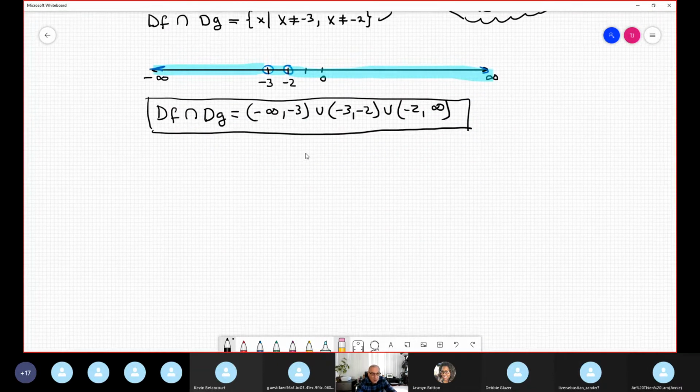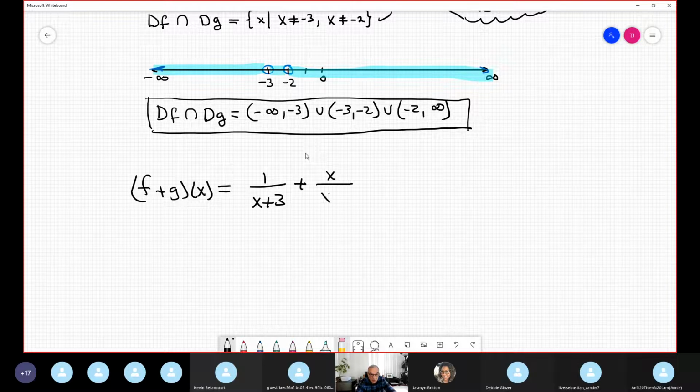What we're doing is f plus g of x, which is 1 over x plus 3 plus x over x plus 2. You can leave it at that. You can. Why not? Another teacher may say no. I prefer to do some algebra here, condensing this and this into only one fraction. You find the least common denominator, which is x plus 3 times x plus 2. LCD.